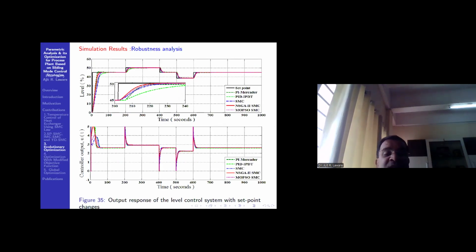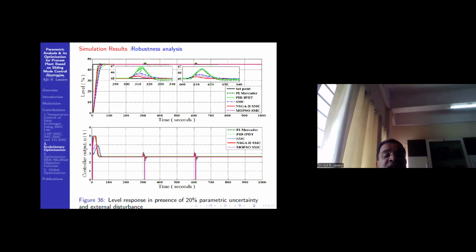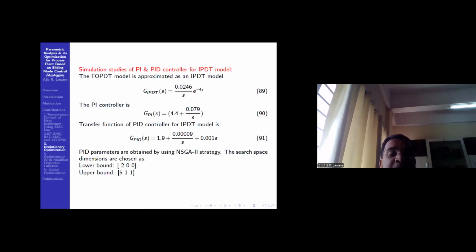Then this is the robustness analysis, that is the set point change, and the corresponding controller output has been shown over there. Then this is the robustness analysis as a disturbance response, that is 20% parametric uncertainty and external disturbances.